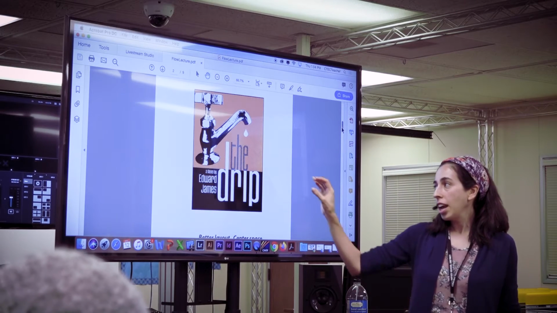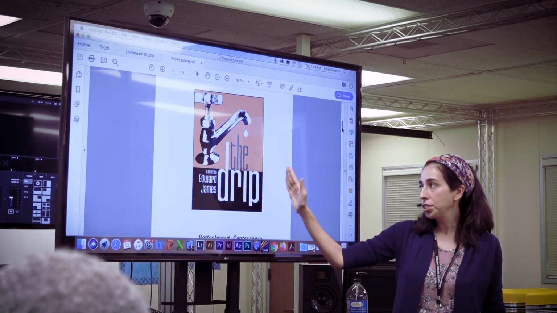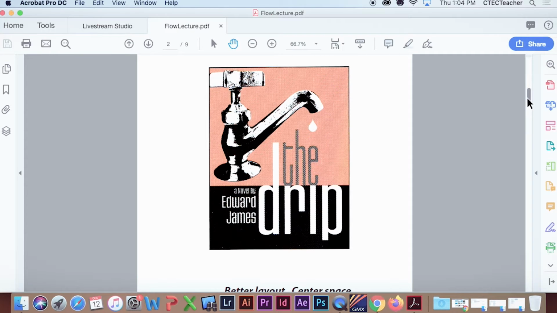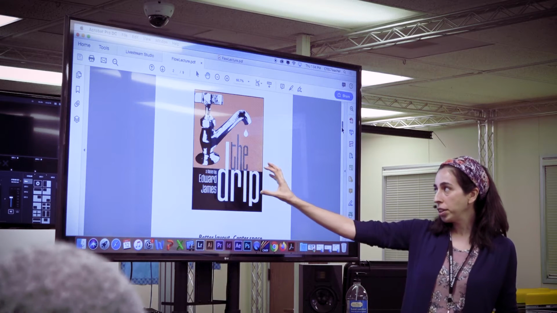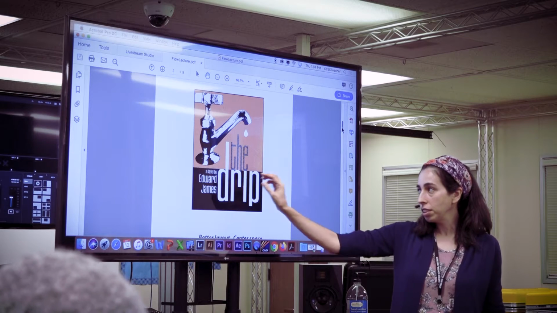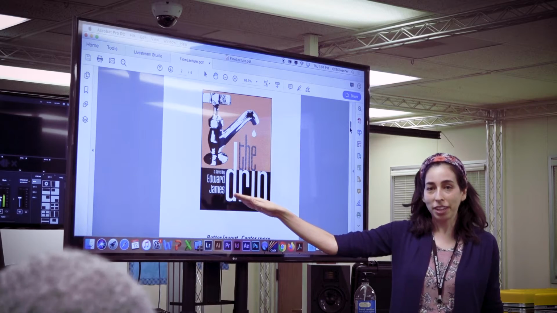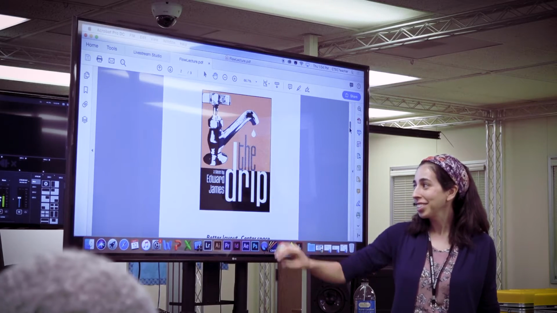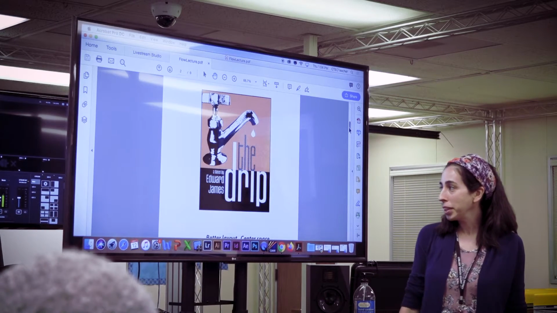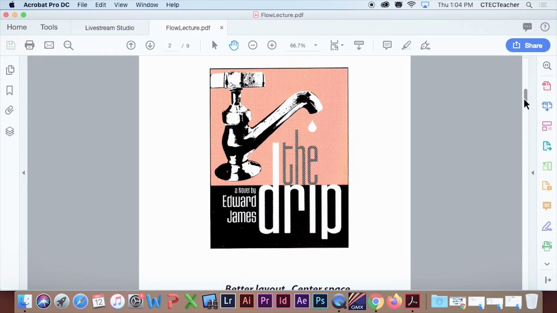Why do you think that they have this big change in size? From the most important text, the title, to a novel by, and then they give the author a little bit of credit there. Give him a bit bigger than a novel by. So what's the reason that they did that, do you think?